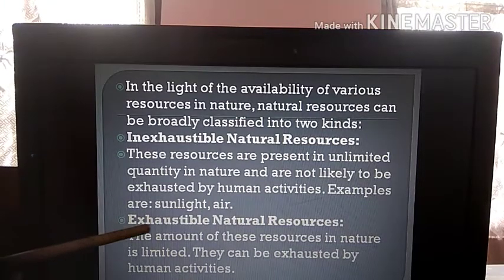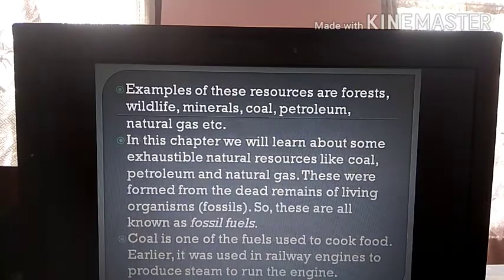But some resources are limited. Those are called exhaustible natural resources. The amount of these resources in nature is limited, and they can be exhausted by human activities. For example, coal, petroleum, diesel, and any kind of minerals that we get from the ground or soil. So these are exhaustible. That means at one point of time they might be over, so these come under exhaustible natural resources.